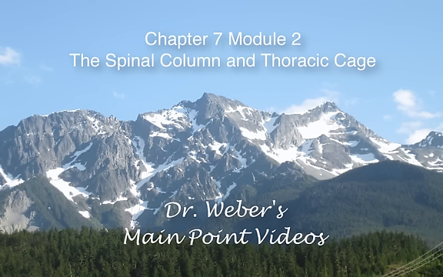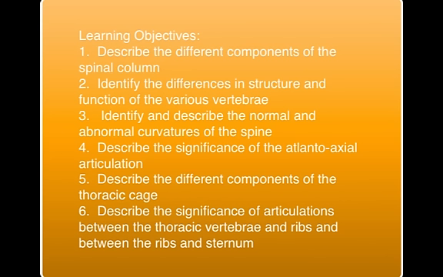This is Chapter 7, Module 2, Spinal Column and Thoracic Cage. The learning objectives of this module are: 1. Describe the different components of the spinal column. 2. Identify the differences in structure and function of the various vertebrae. 3. Identify and describe the normal curvatures and the abnormal curvatures of the spinal column.